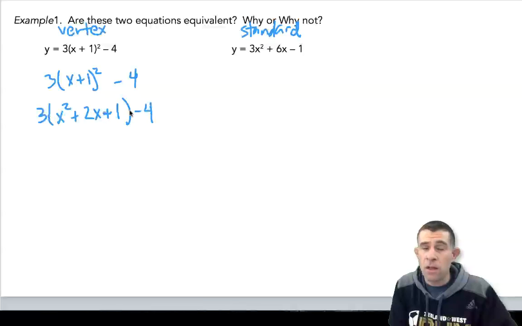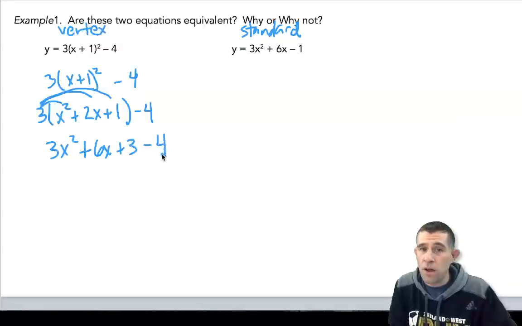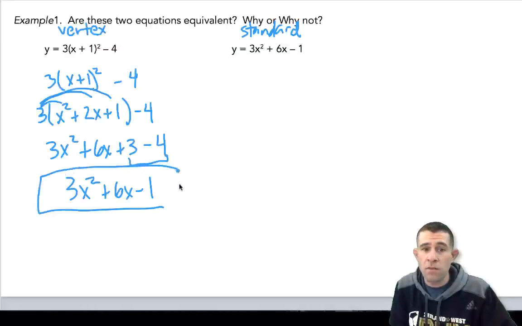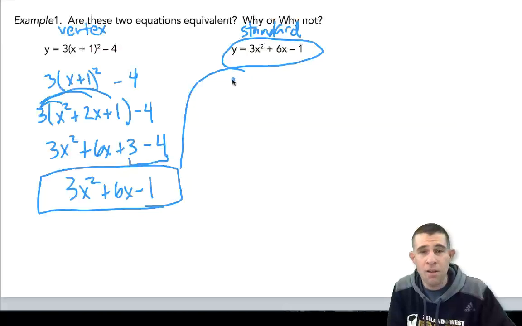Alright, now following my order of operations, I need to distribute 3 to each one of those terms on the inside. That gives me 3x squared plus 6x plus 3, and then finally I'm going to subtract 4. Combining those like terms gives me 3x squared plus 6x minus 1. So you can see in standard form, in decreasing order of powers here, I have 3x squared plus 6x minus 1, and therefore they are equivalent equations.